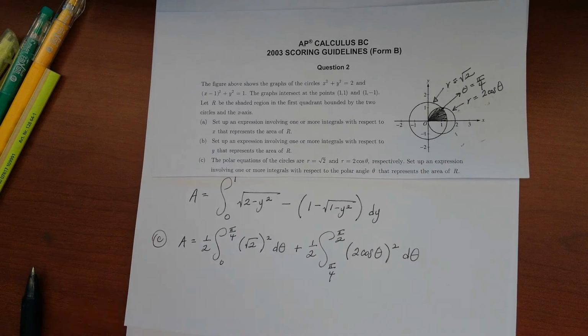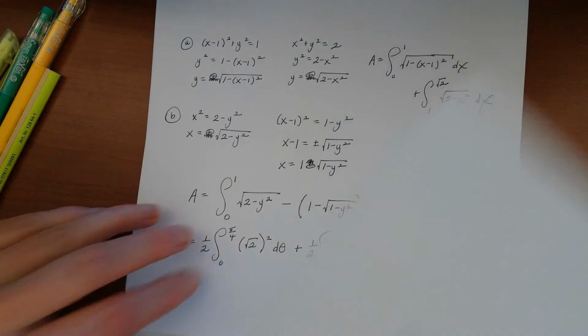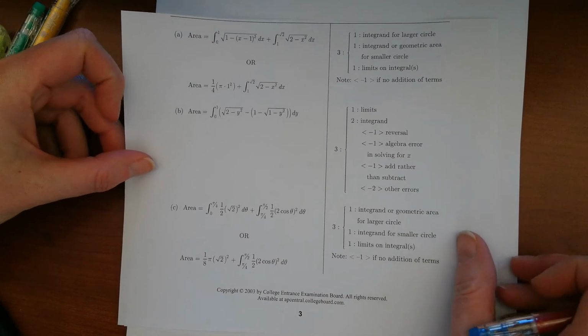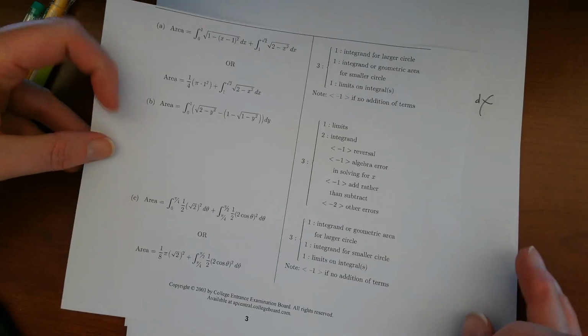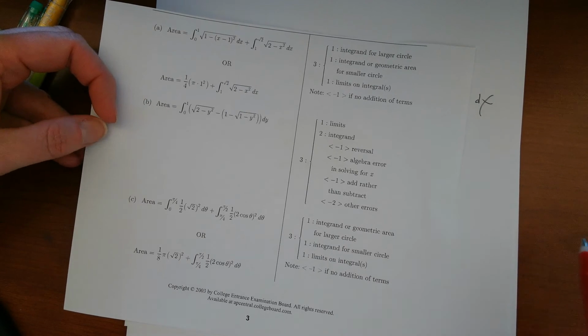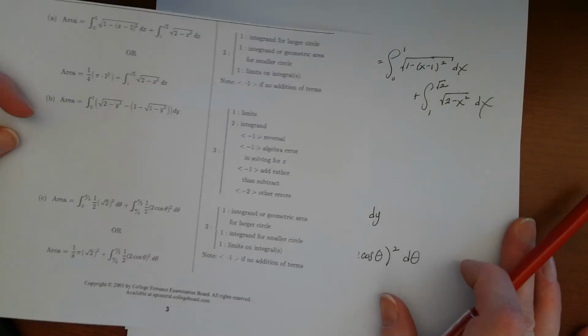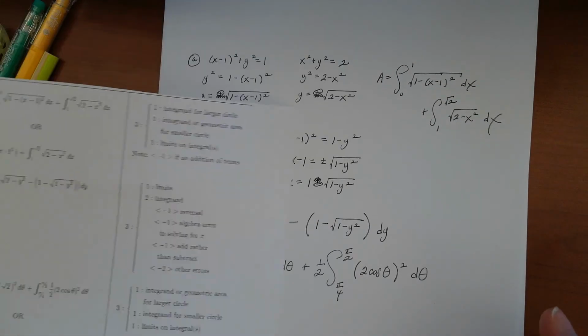So now let's talk about scoring. So here are the scoring guidelines. These are things you can always look up. All you have to know is that we're working from the Calc BC test now, and that you put the year in, the form, and then you can find all the scoring guidelines, okay?